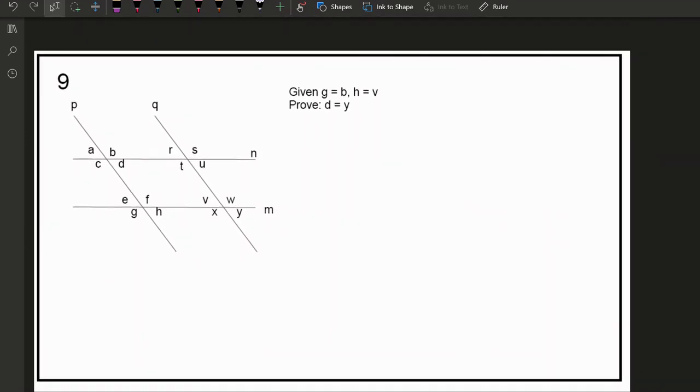Okay, 3 more. G is equal to B and H is equal to V. So G equals B, H equals V, that is given. Let's mark that. G is equal, oops, I wrote that incorrectly. G is equal to B. And H is equal to V.